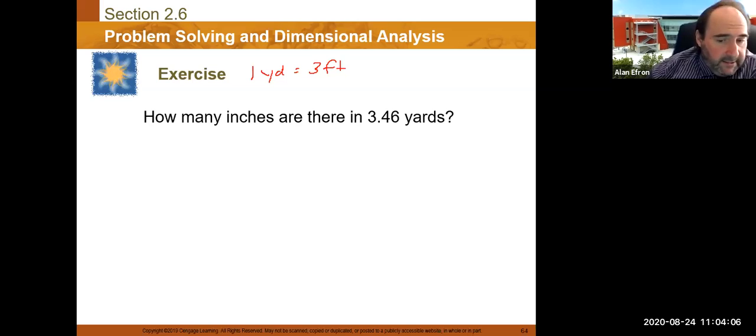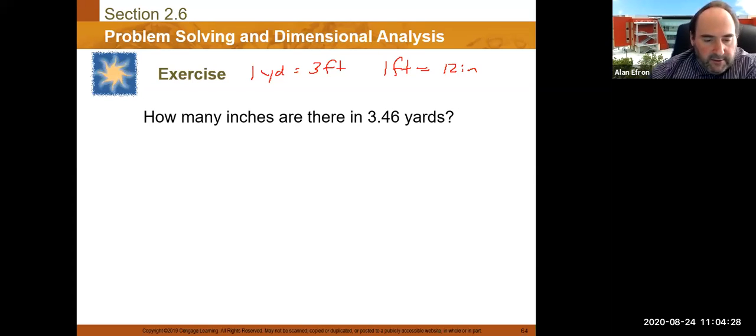Okay, so let's take a look. So again, 1 yard to feet is one sort of conversion, and then obviously in a foot, there should be 12 inches. Again, these are our equalities, and for each of these we could write two conversion factors. For example, we could go 1 yard over 3 feet, or we could do 3 feet over 1 yard.